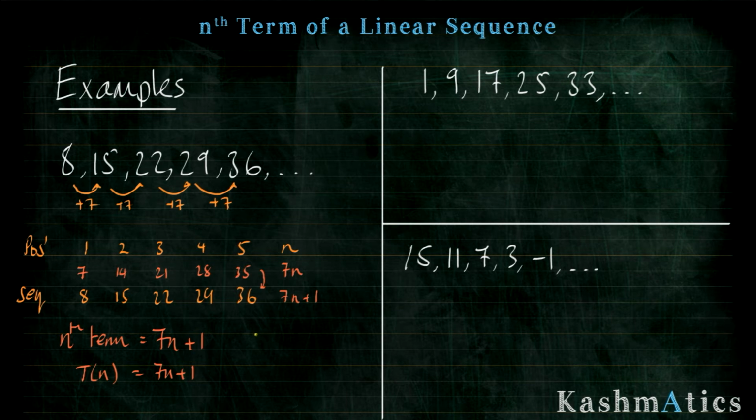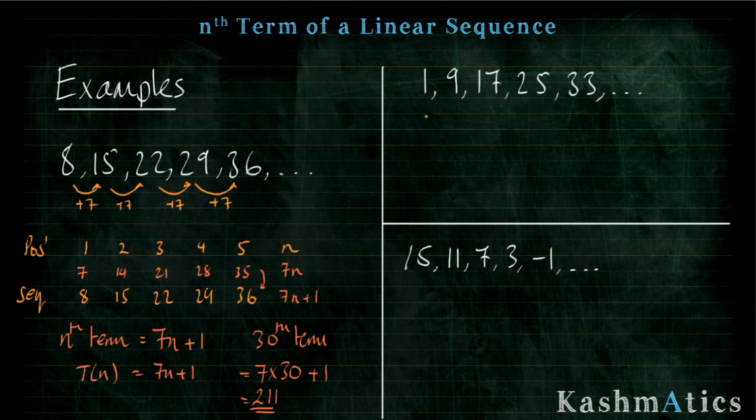But if I wanted to go straight to the 30th term, okay, this is meant to say 30th, not 36. All I need to do then is do 7 times 30 plus 1. So n is the term number, so 7 times 30 plus 1. Remember, this is 7n plus 1. So 7 times 30 is 210, plus 1 is 211.